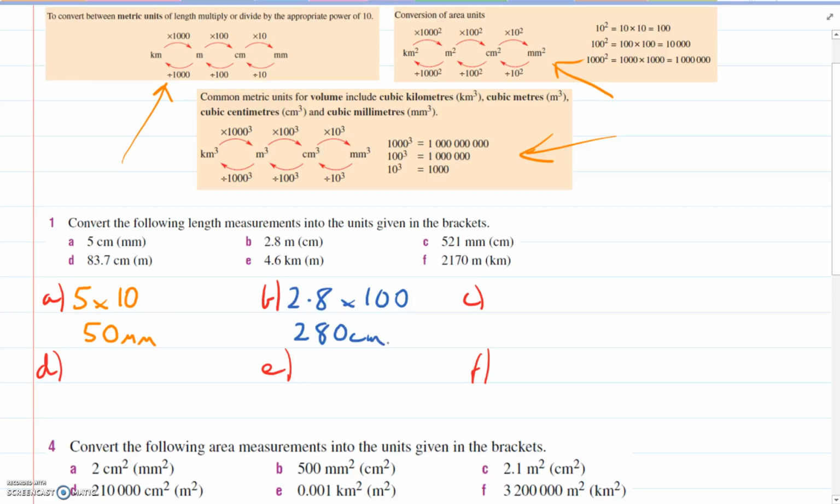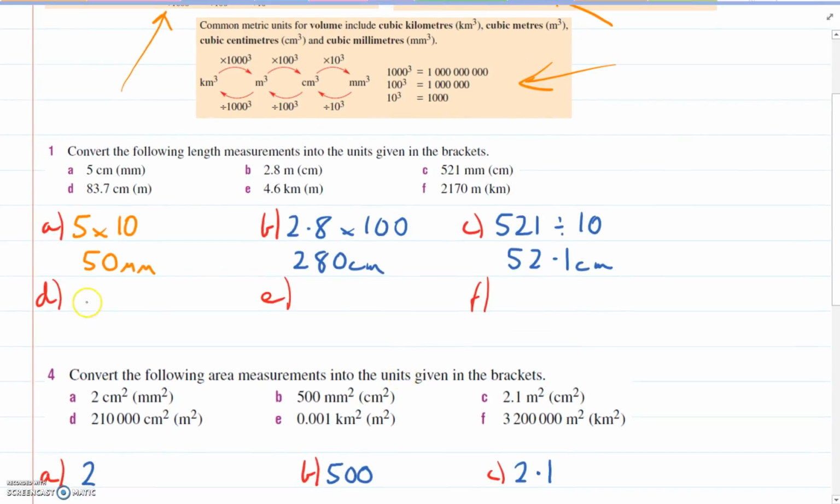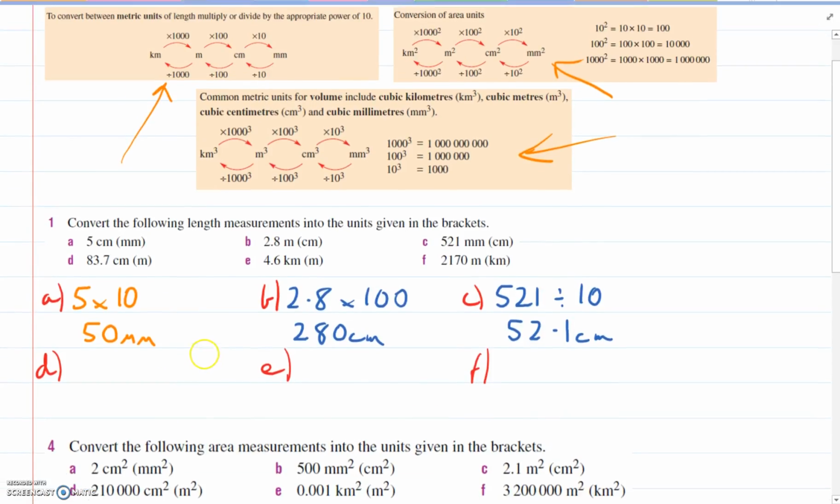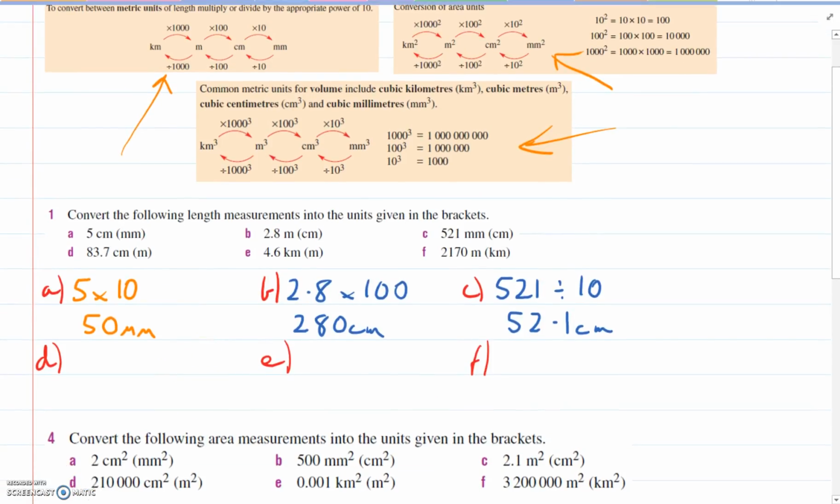centimeters. Millimeters to centimeters is dividing by 10, so that's going to become 52.1 centimeters. Centimeters to meters is, if we get our guide up there, centimeters to meters is dividing by 100. And this spot will jump twice that way, so we get 0.837 meters.